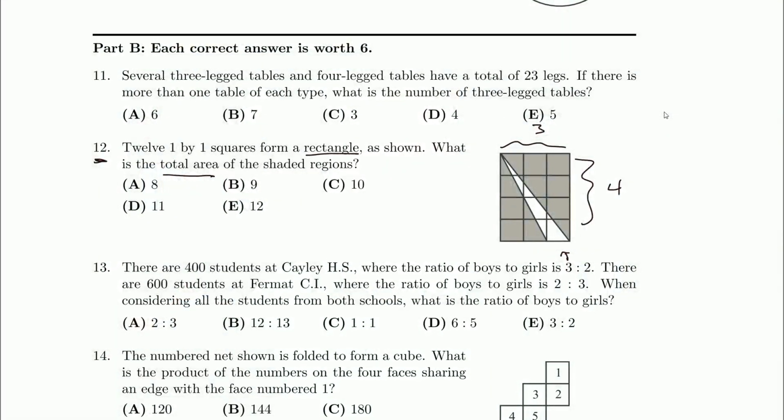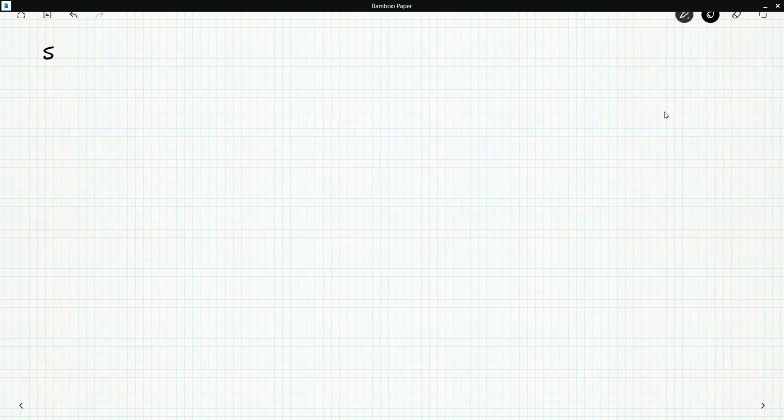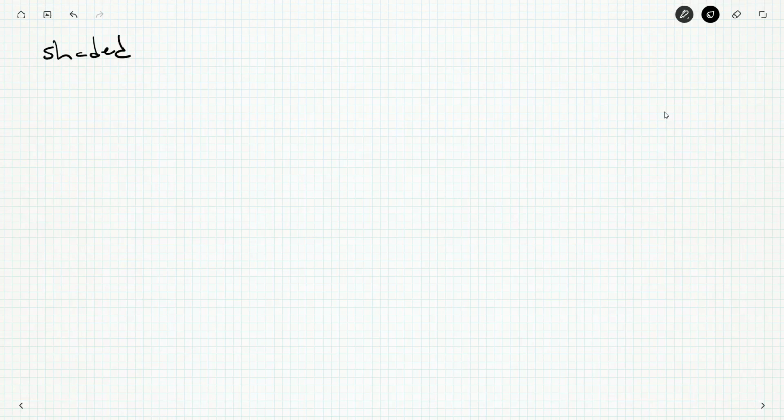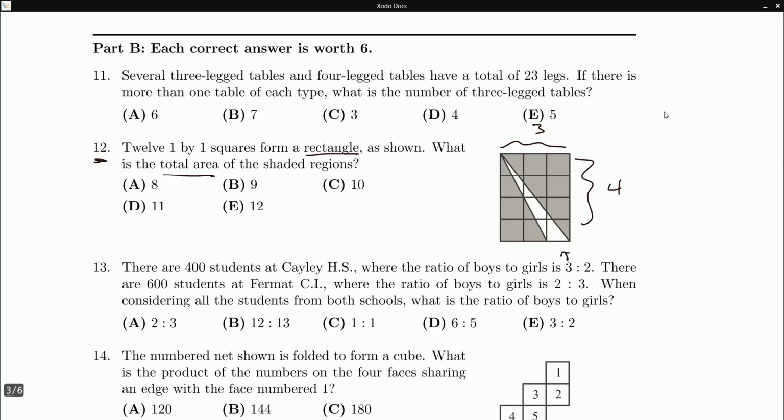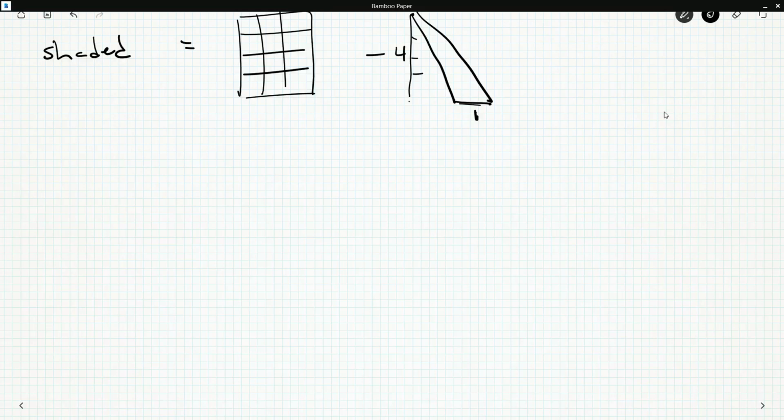So I said I'm going to use the rectangle, so probably say something like the shaded region is the full 3x4 rectangle minus this tiny little sliver, which goes from the top corner. So it's 1, 2, 3. So it's got a height of 4 and a base of, I think it was just 1. Yeah, just one little part here. Okay, but if I know the base and the height of my triangle, then we're good to go.